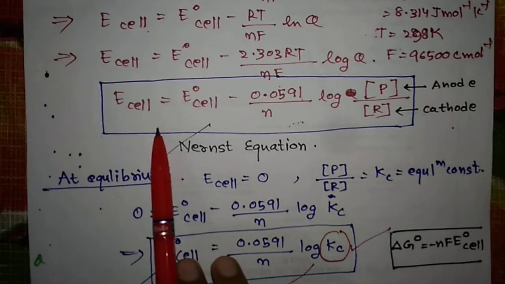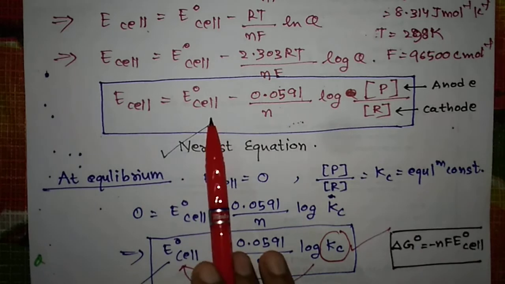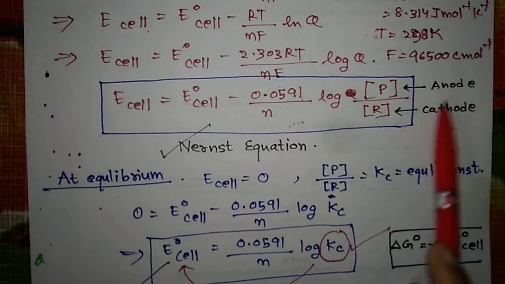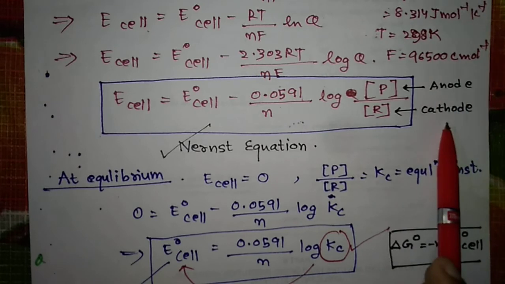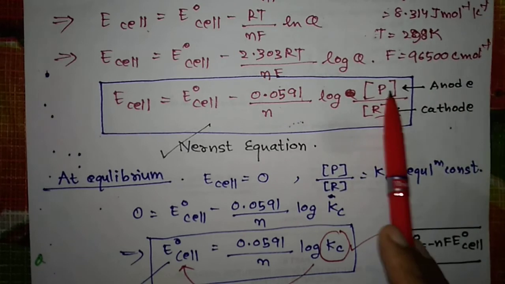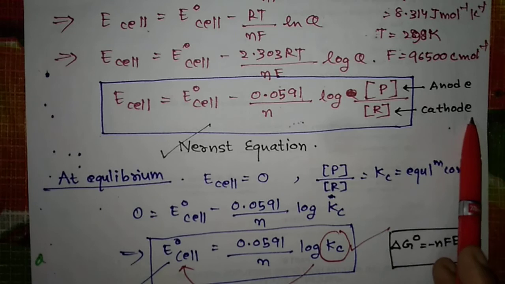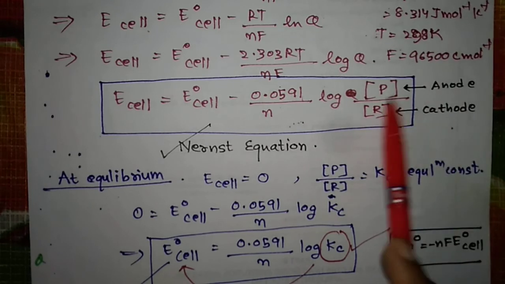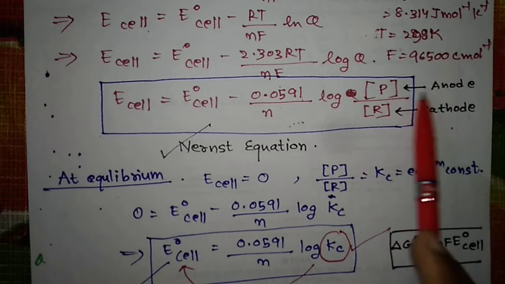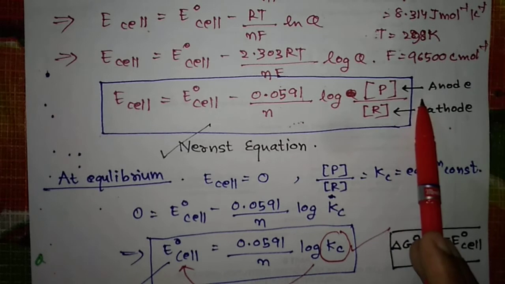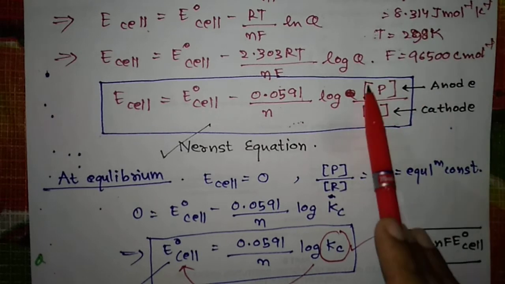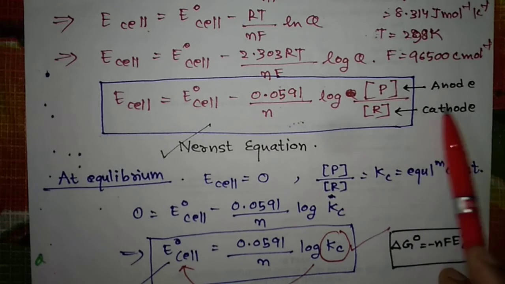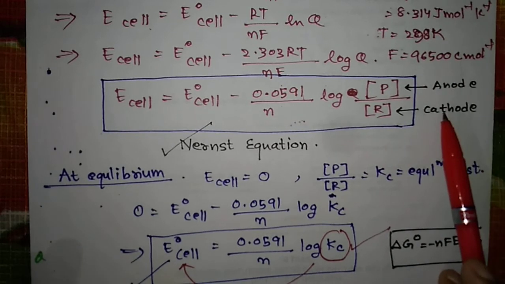So this was the Nernst equation, which was E cell equal to E naught cell minus 0.0591 by n log of product by reactant, or log of, you can say, anode by cathode. In some books you will get product by reactant, and sometimes it will be written anode by cathode. Either one you can take and go. Don't try to take both and do the questions. Either you do from this expression or you do by taking anode and cathode. Both are the same thing, just the writing is different.